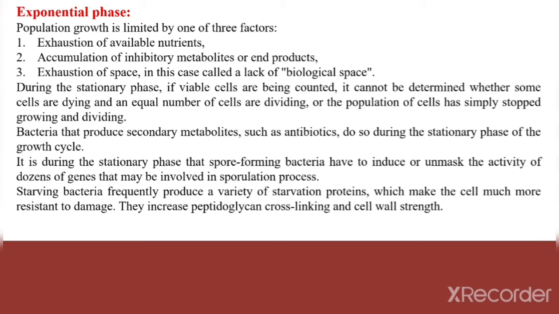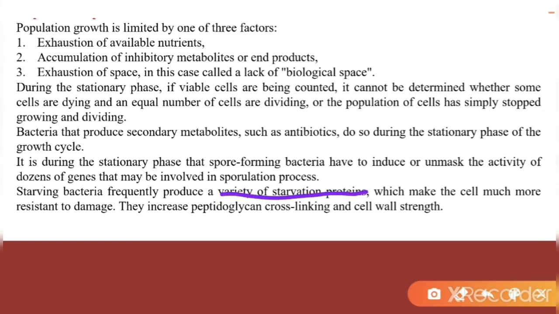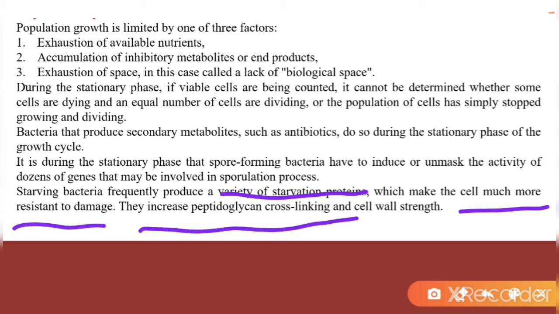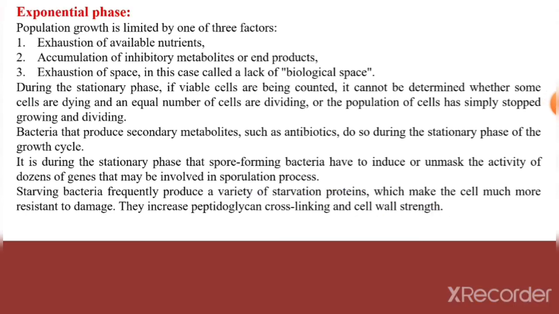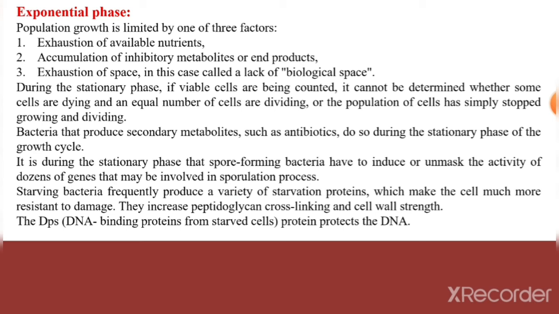Starving bacteria frequently produce a variety of starvation proteins which make the cell much more resistant to damage. They increase peptidoglycan cross-linking and cell wall strength. Now see, during the stationary phase, the starvation proteins make the cell much more resistant to damage. And why does the cell become resistant? Because the starvation proteins increase the peptidoglycan cross-linking and the cell wall strength. The Dps proteins protect the DNA during the stationary phase.